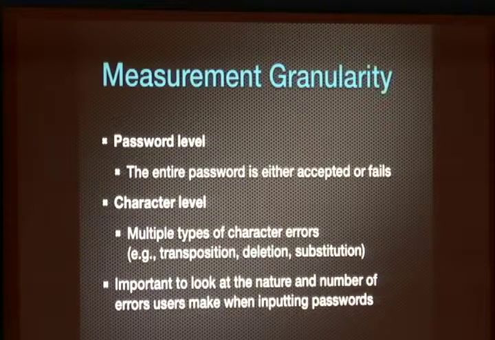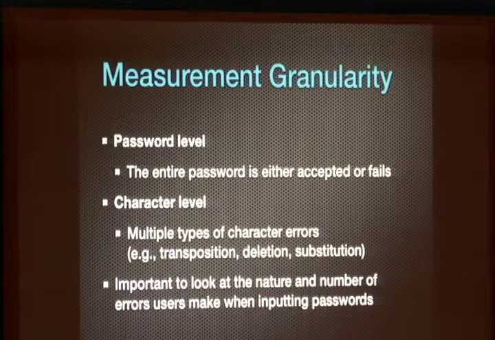So at the character level, you can have different types of errors. You can have things like omissions, you can have extra characters, you can have transposition errors, you can have just straight up wrong character errors. And what's really unique to passwords is that you can have a specific type of wrong character error like 0, 4, and O, right? This doesn't happen in general text entry research.